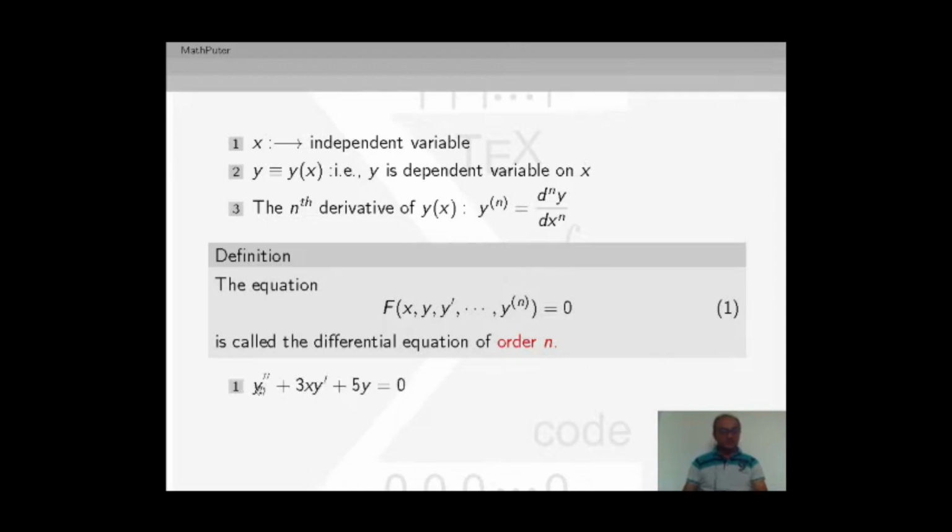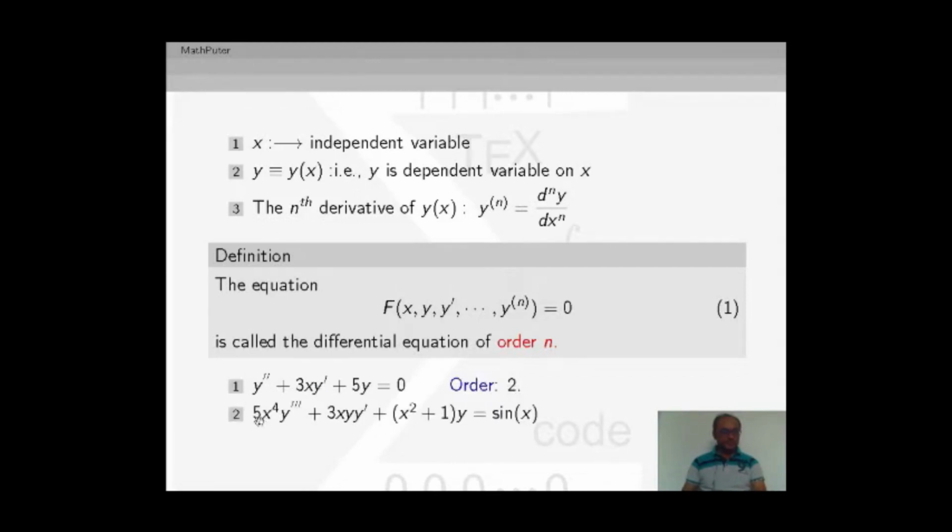The first example, y double dash plus 3xy dash plus 5y equal to 0. If I ask you what is the order of this differential equation, what we do is find the highest order derivative of y. In this equation, the highest order of the derivative is 2, so the order of this differential equation is 2.